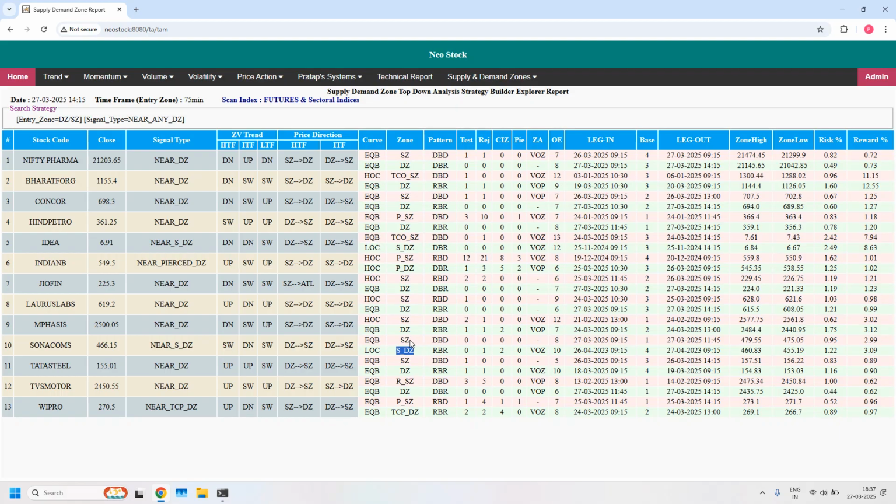Sonocoms is having a high liquidity 75 minutes demand zone. Wipro is having a 75 minutes high liquidity demand zone. So we identified 3 high liquidity 75 minutes demand zones from this list.